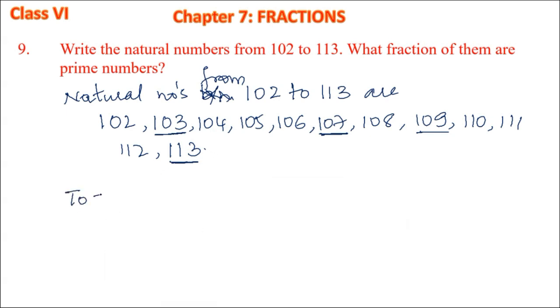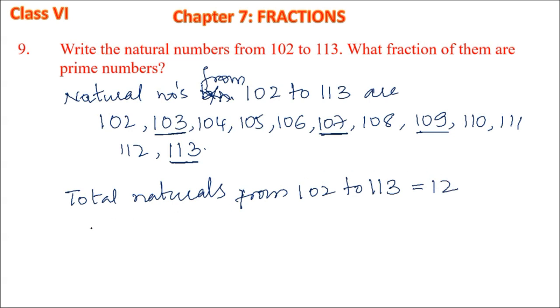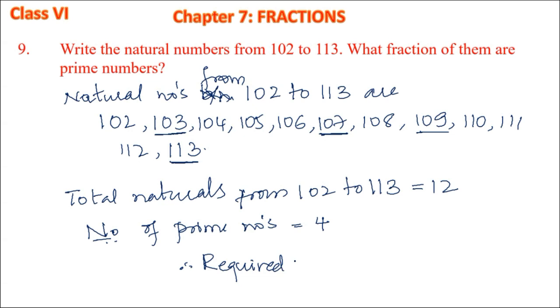Let me first mention the total natural numbers from 102 to 113 is 12. In them, the number of prime numbers, they are 4. Therefore, the required fraction is 4 upon 12, which is 1 upon 3.